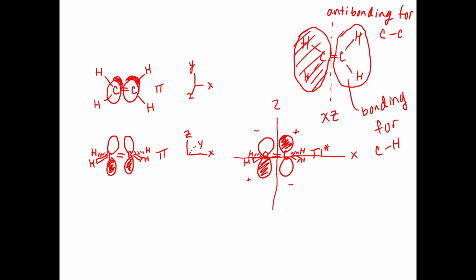If we were to square that, all those positives and negatives would be positive. And that's the probability distribution. So that's where the electrons are. There are no electrons between the carbon and carbon. But there are electrons surrounding the carbon hydrogen. And that's going to help hold those nuclei together. So it's bonding for the CHs, but not bonding or antibonding for the CC. Okay. So that's about as complicated as it gets. I want you to be able to look at an MO, analyze it, tell me what it's doing, okay?